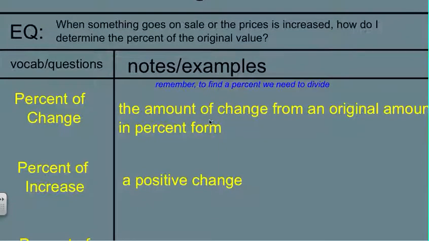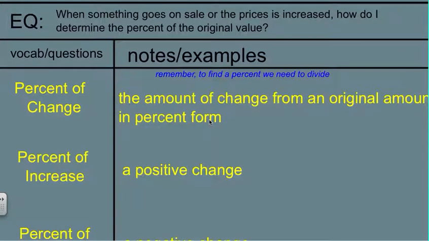We need to remember that in order to find percent, we have to divide. If I'm trying to find the percent of my test, I'll have however many I had on my test, 17 divided by 25. 17 out of 25, I'll divide those, I'll get a number, and that will be my percent. It's the same thing when I'm trying to find the percent of change.